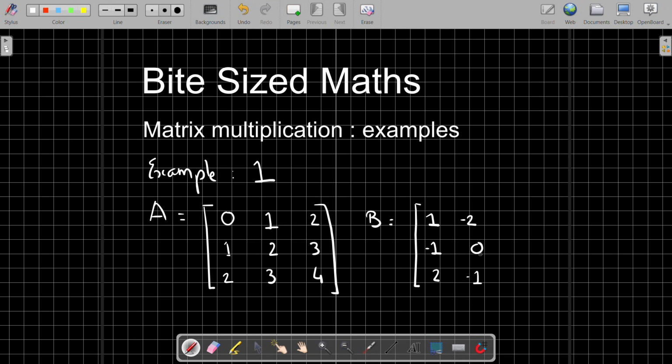So our task is to see and find out if AB exists, if BA exists, and if they exist, what are their values.